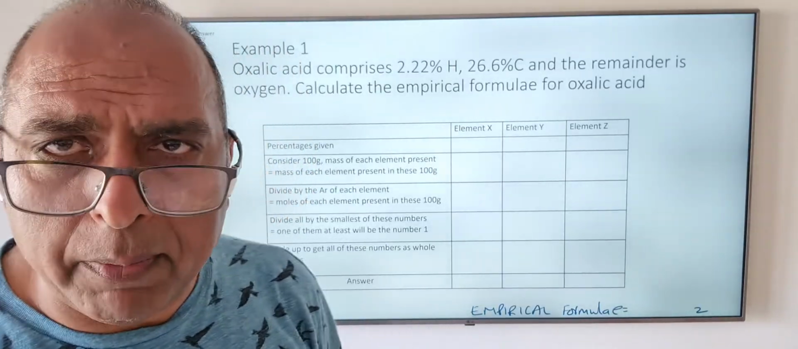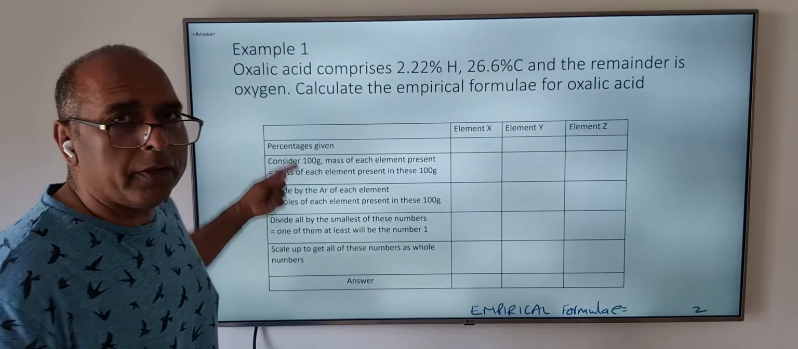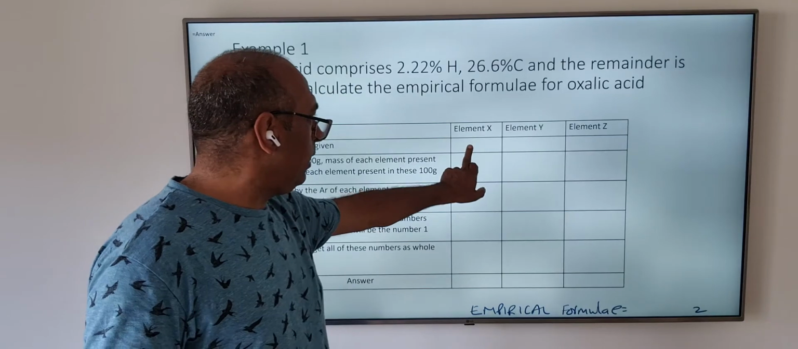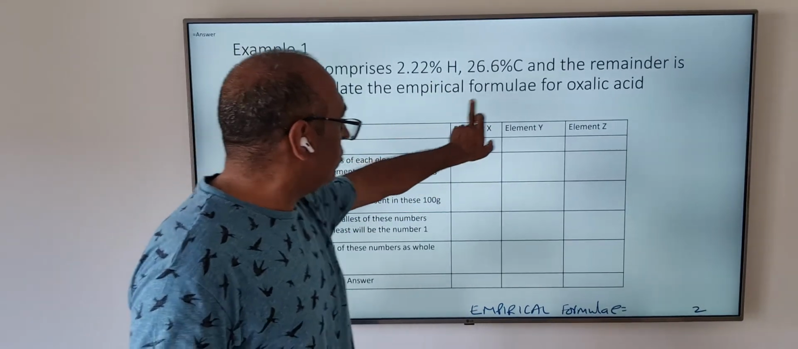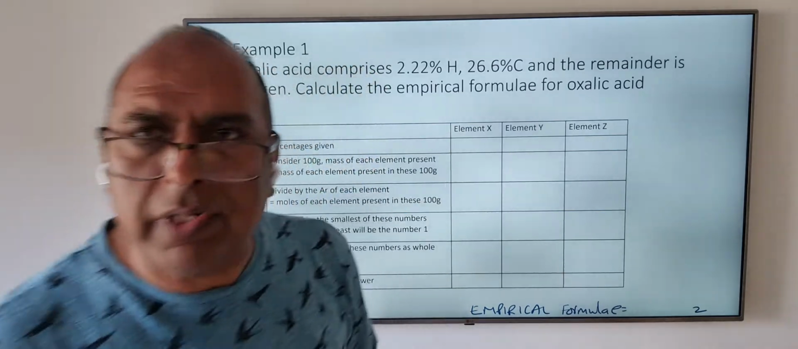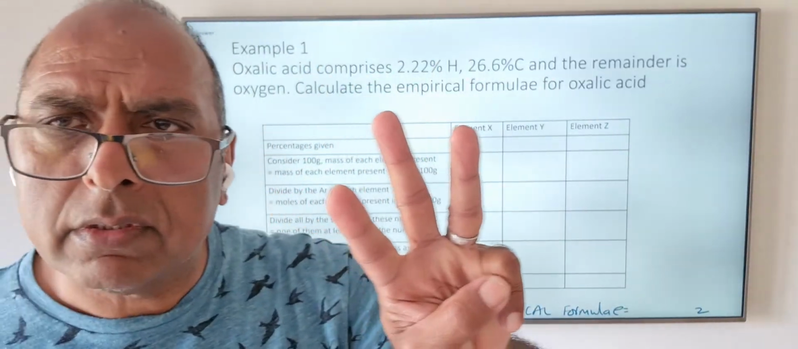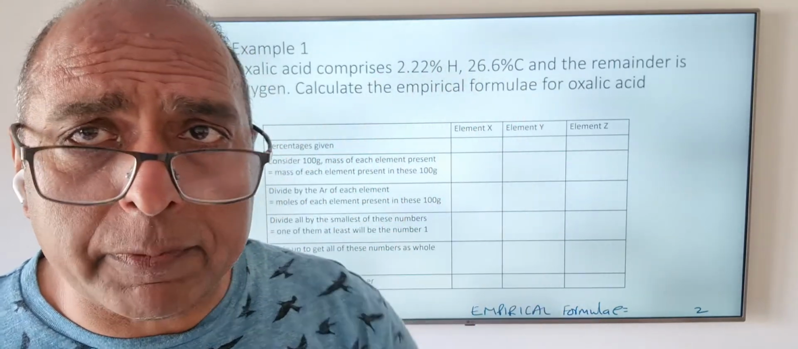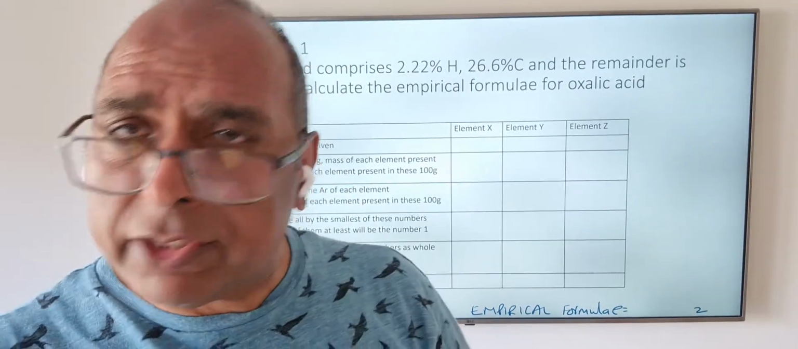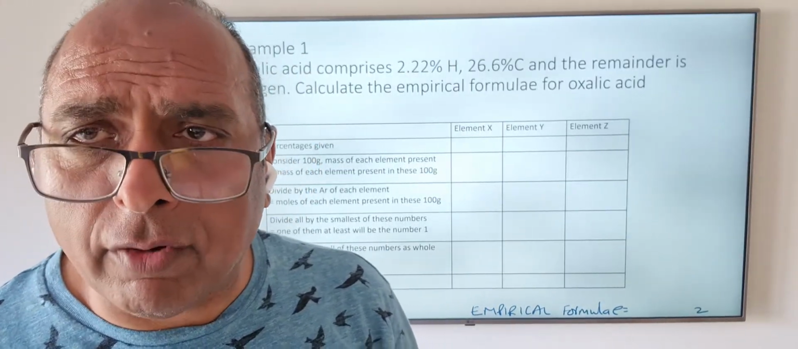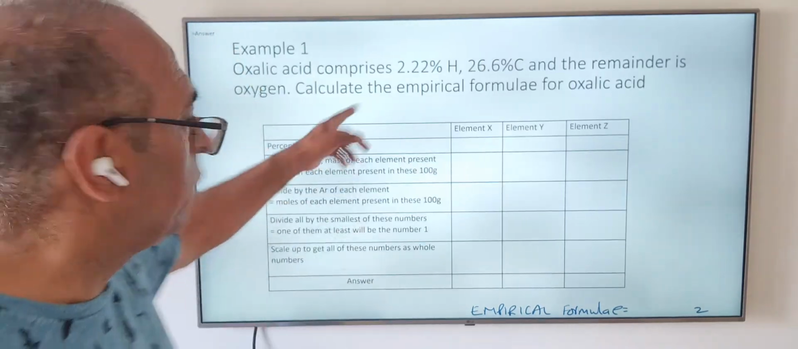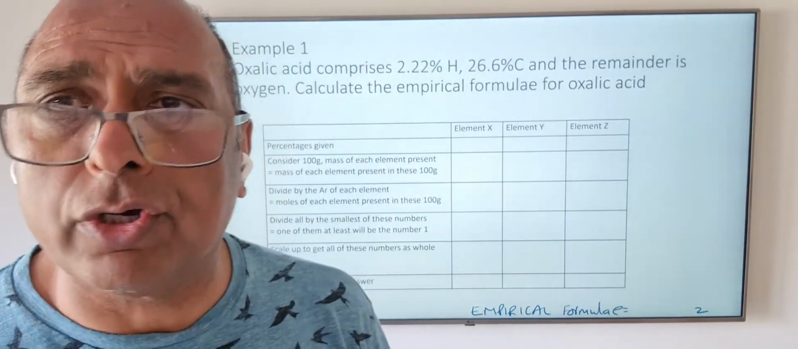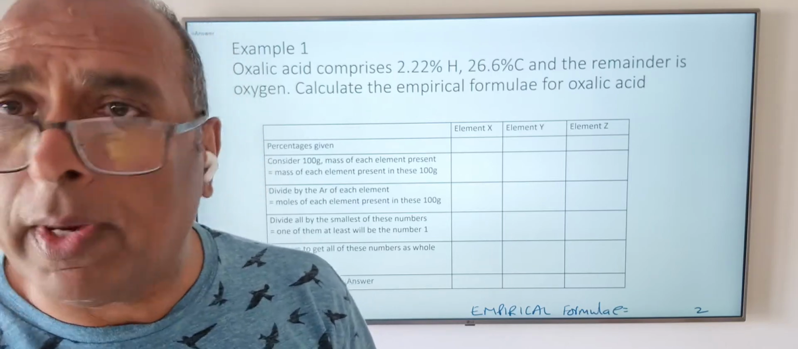Now, some of my pupils get stumped just on what are the percentages. Well, the percentages are these two. They go in there. Element, hydrogen, carbon, oxygen, they go in there. But you're only given 2 of them. You've got 3 elements, but only 2 percentages. Well, there are only 3 elements present. It tells you the remainder is oxygen. Therefore, you do 100, take away 2.22%, take away 26.6%, and that's the remainder, that's the oxygen. So the oxygen will be 100, take away those percentages.